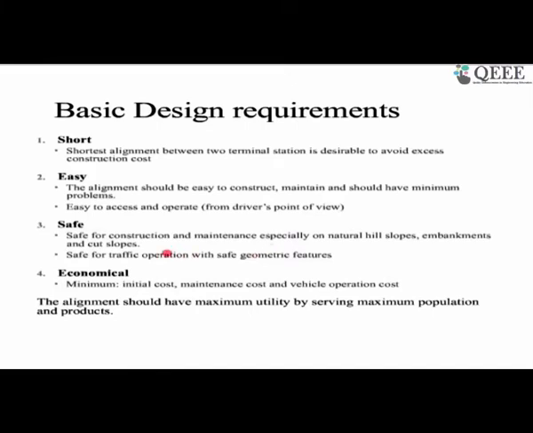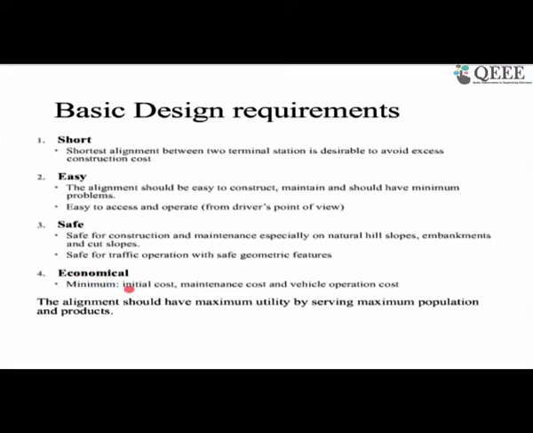The next part is the safe. We are constructing highways, and we need to make sure that the highway is safe for the road user. So any alignment when we are choosing, we should not have a sharp curve after a long straight section. This is just one example, but as we go into the design, you will see more of those, and you will see how it is safe.